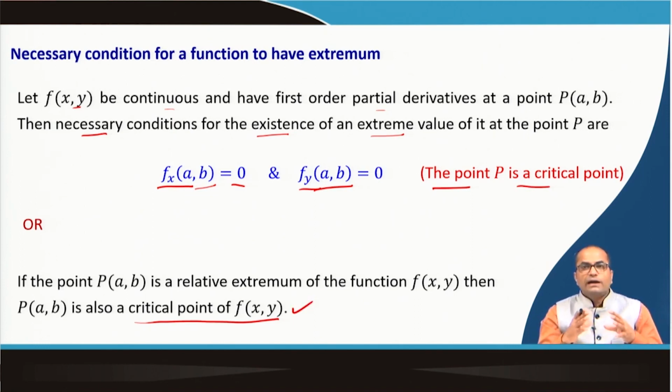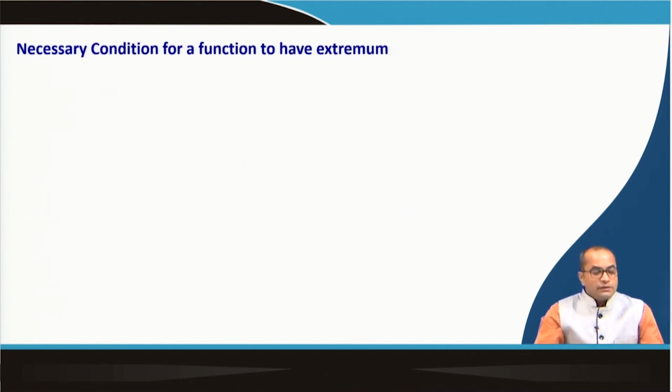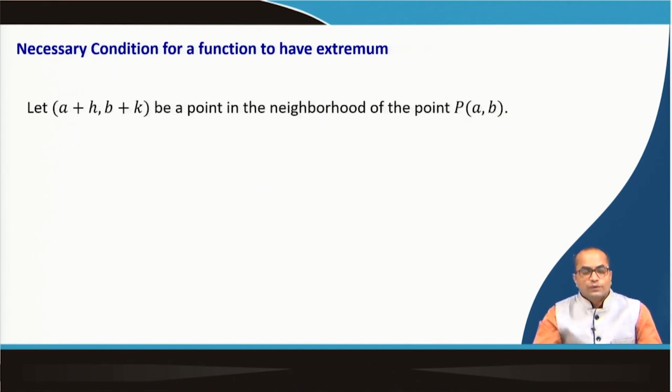So, that means we have to first identify all critical points, and then we will investigate those critical points only for local maximum or local minimum. We should not look at any points other than these critical points. How do we get this necessary condition? That we will also go through quickly here.